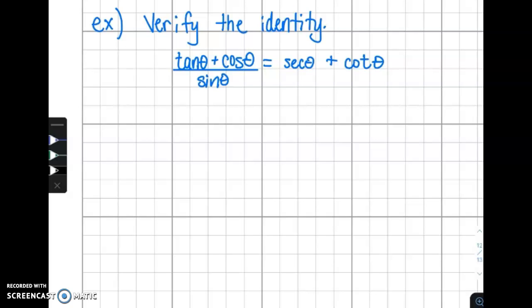In this next example, we're going to do very much the same thing. You have the left side, you've got to turn it into the right side. That's how you verify the identity. So we're going to start with the left side. I'm going to write it down. This is my given statement.